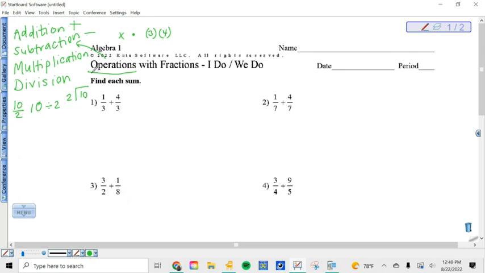In this first section, it says find each sum. When I see the word sum, what operator am I talking about? Adding, yes. I've got my little plus sign. When I'm adding fractions, what do we need to check? If it has the same denominator, then we just add across the numerators. In number 1, I have 1/3 plus 4/3. What do I get for my numerator? 5, and my denominator stays the same, so I get 3.